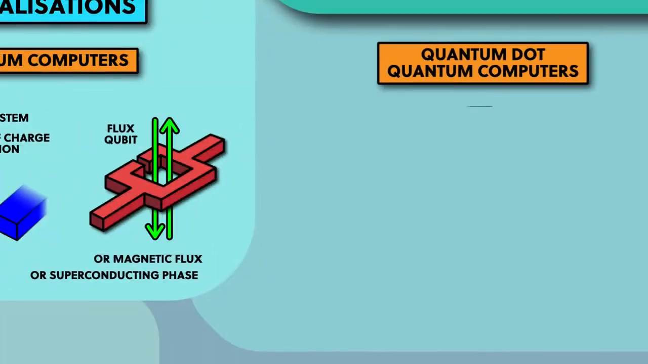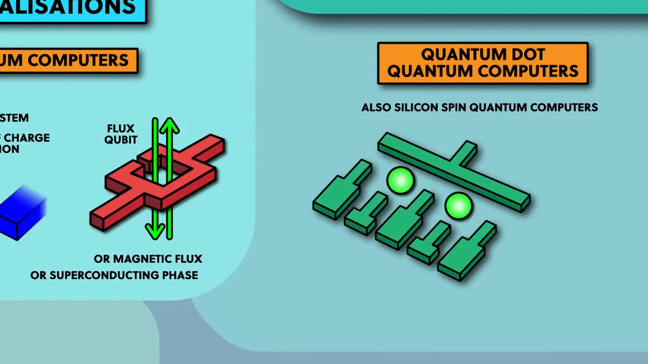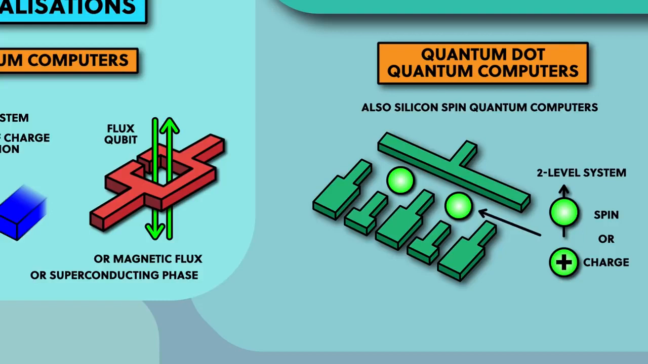Physicists have also looked at ways of making qubits out of fundamental entities like atoms or electrons or photons. Next are quantum dot quantum computers or silicon spin quantum computers. Here I'm using quantum dot quantum computers to collect together a range of qubit designs built from semiconductors, things like silicon. Here the qubits are made from electrons or even groups of electrons, and the two-level system is encoded into the spin or charge of the electrons.